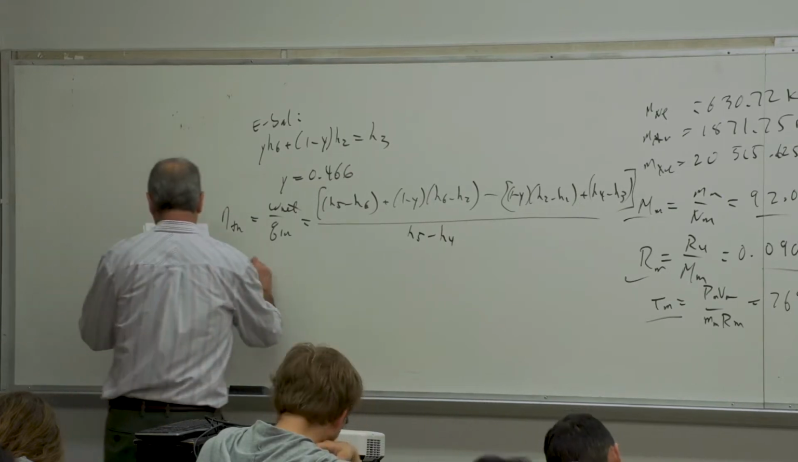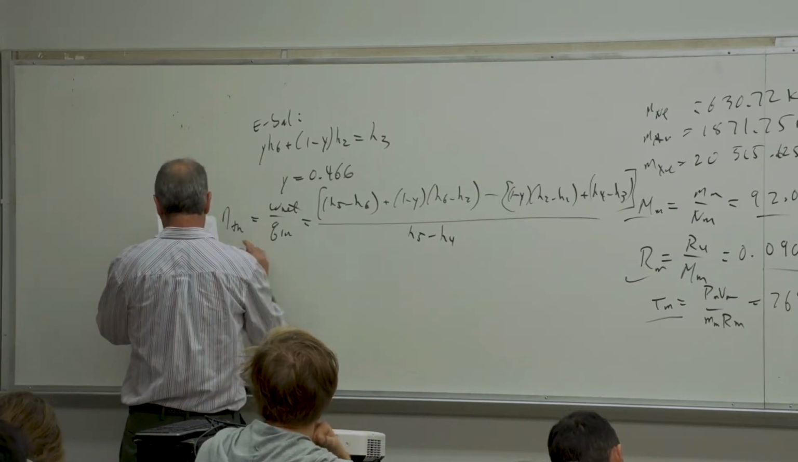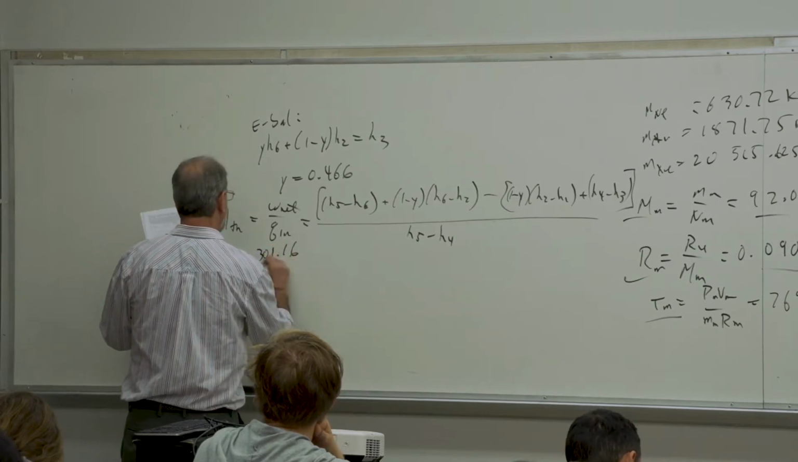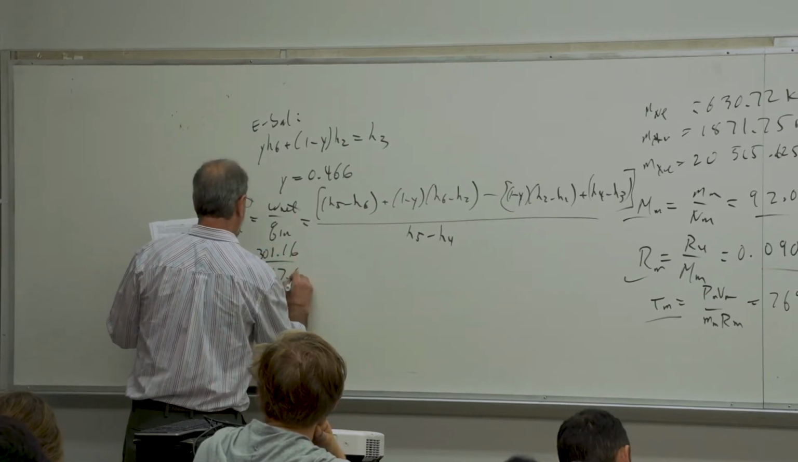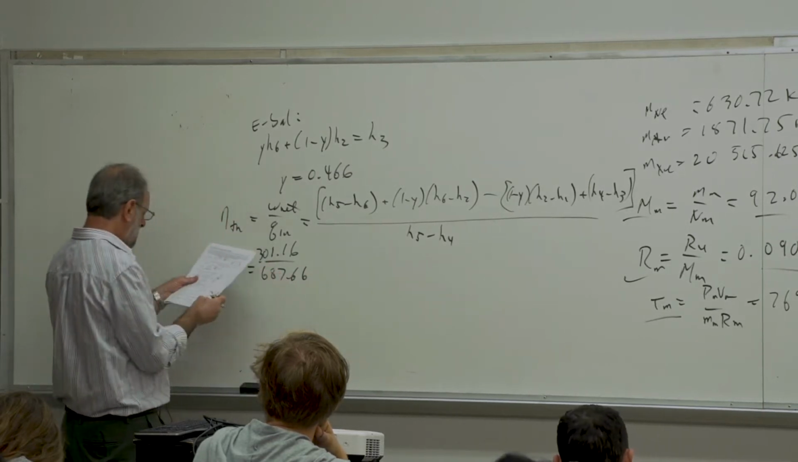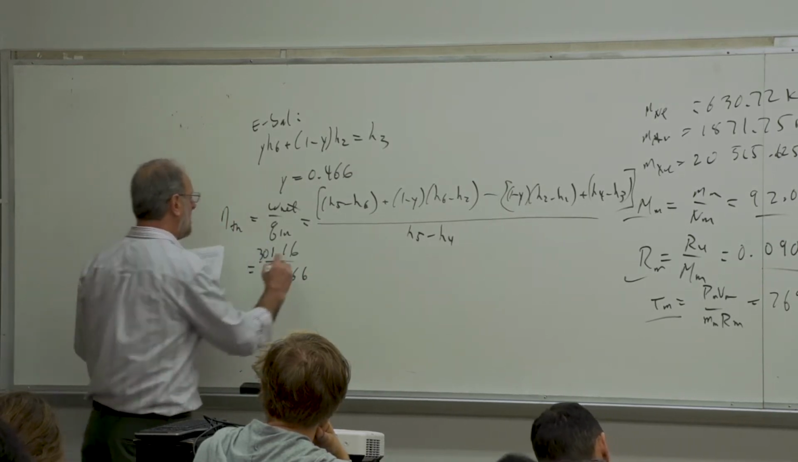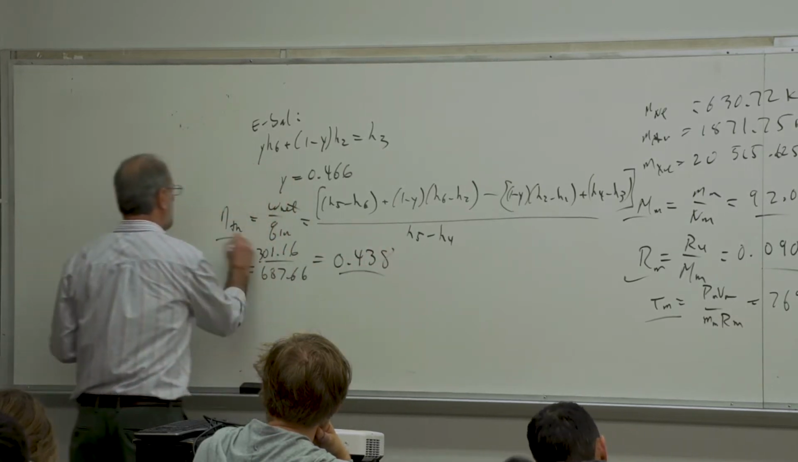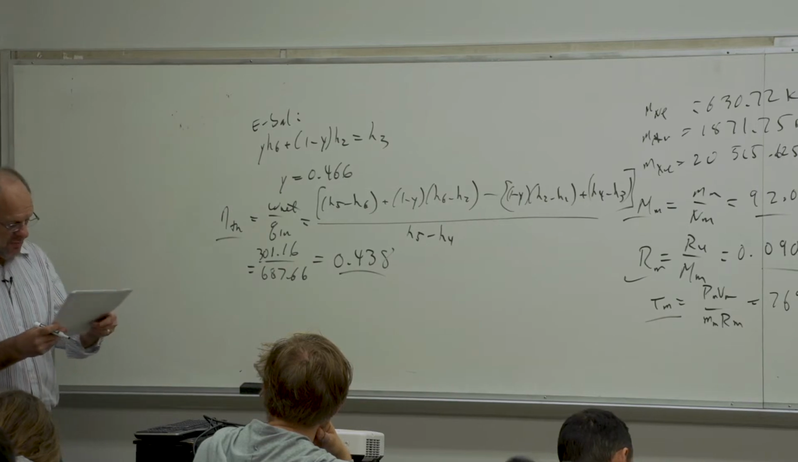So if we plug in the numbers, we end up with 301.16 in the numerator, 687.66 in the denominator, or 0.438, which again we can express as a percentage if we wanted to.